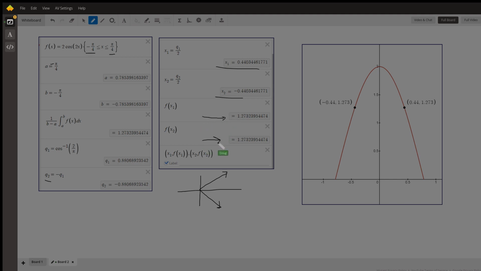Okay. I should have had this minus and this plus from A to B.